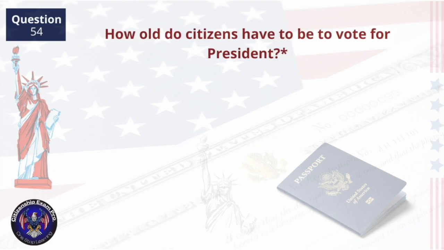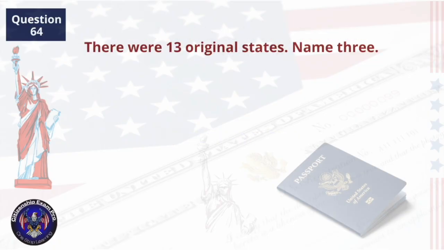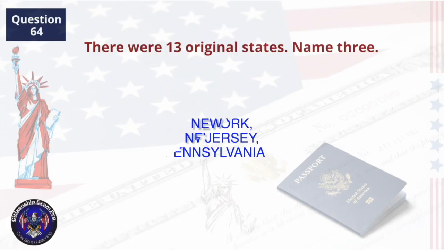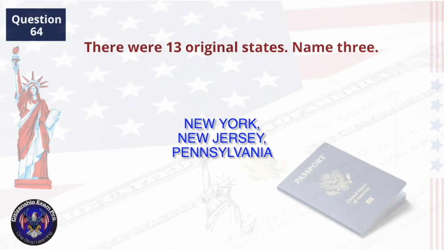How old do citizens have to be to vote for president? 18 and older. There were 13 original states. Name 3. New York, New Jersey, and Pennsylvania.